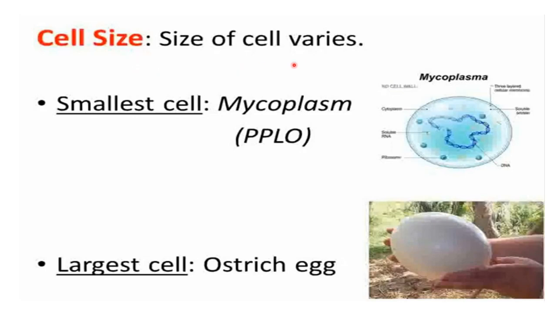Cell size. Size of cells varies. For example, I told you that the smallest cell is very small. The name of the smallest cell is Mycoplasma. It's a bacterial cell, PPLO, pleuropneumonia like organisms. The largest cell is the ostrich egg and it is very big.